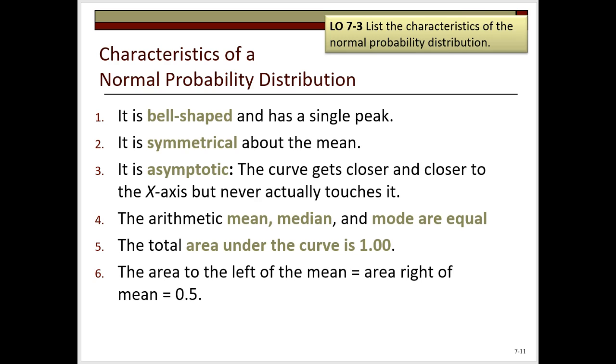Because the mean is equal to the median, the area to the left of the mean is equal to the area to the right of the mean. This area is equal to 0.5. Finally, the normal distribution is asymptotic, meaning as the distribution gets extended away from the mean, the tail of the curve gets closer and closer to the axis, but never actually touches it. So on the next slide, we'll see an illustration of the normal distribution showing all the characteristics that we just described above.